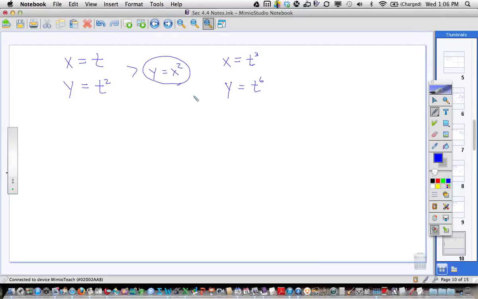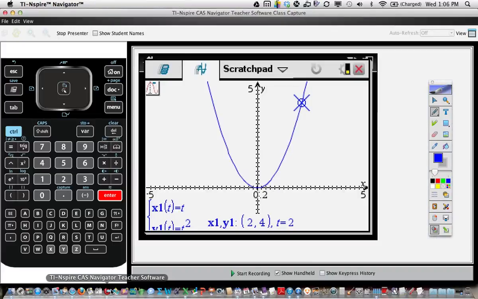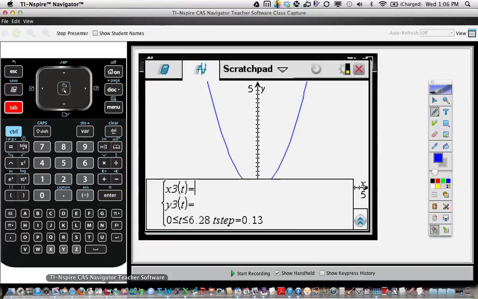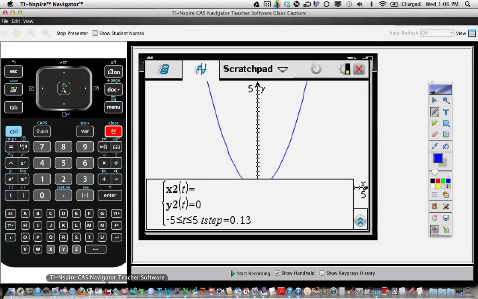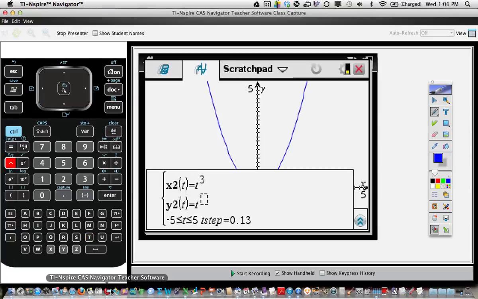But now let's go to this one, okay? Now let's, Zach, go ahead and graph this one. So now I want you to graph it on top of this one. So I want you to leave x1, so you guys can do it on yours if you want. But let's go to x2, and let's put in this other one. So we want to put t cubed and t to the 6th, and graph it.